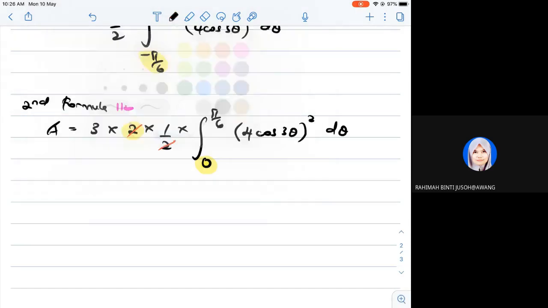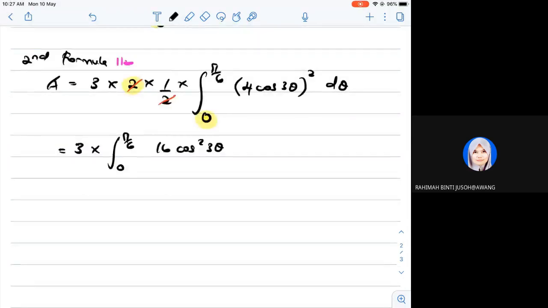Okay, so we can have equals to 3 multiply with 4 squared, so it becomes 16, from 0 until pi over 6. So 16 cos squared 3 theta. Okay, so we will have 3 times 16 becomes 48. Okay, so 0 until pi over 6, we have cos squared 3 theta d theta.